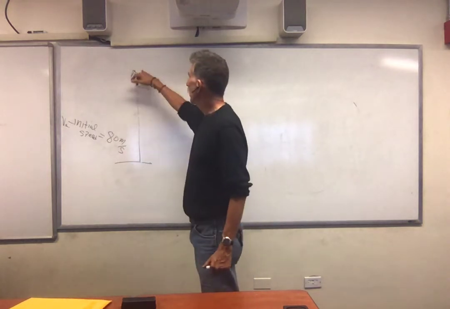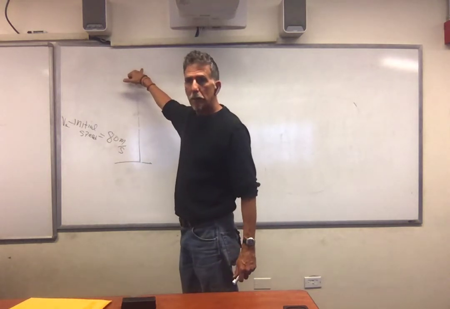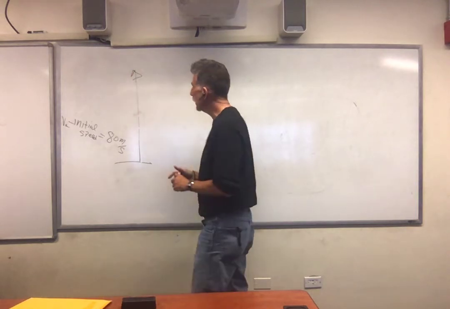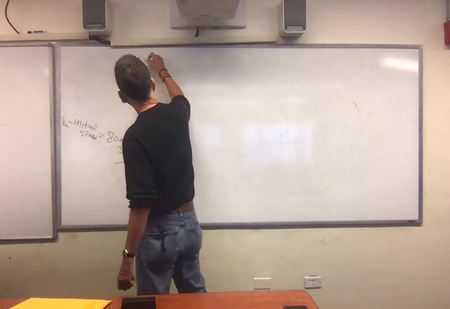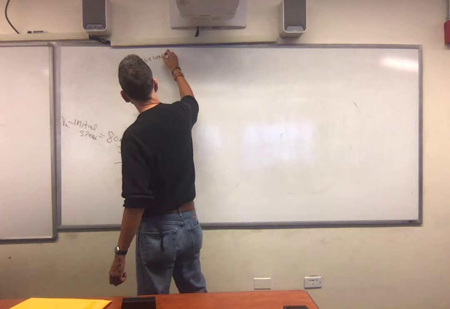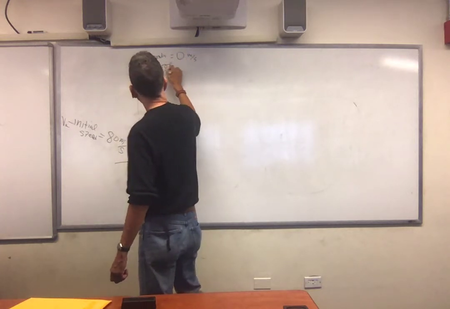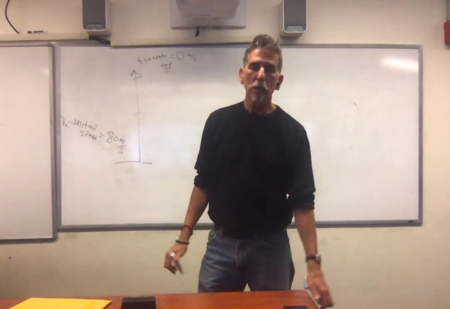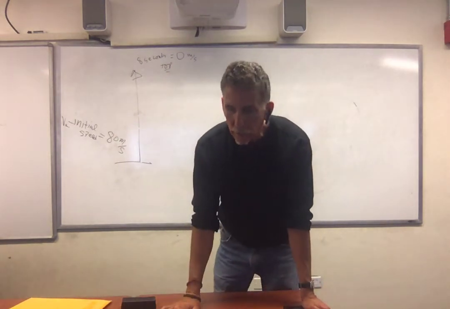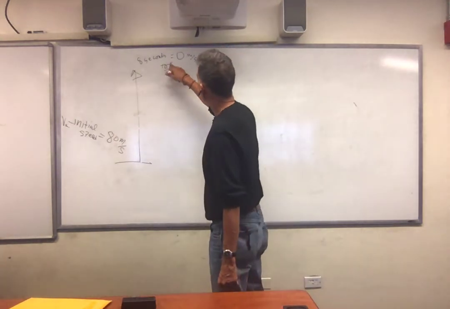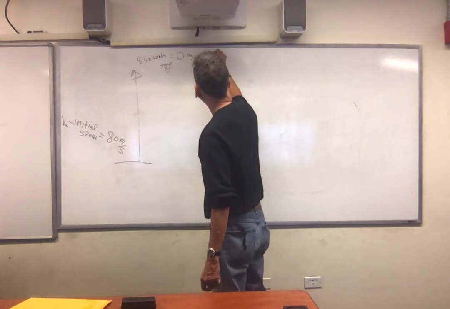And how long does it take to get to the top? Well, in 8 seconds, what's the speed? It's 0. So at the top, the speed is 0. It took 8 seconds to reach the top. And at the top, this is the speed.